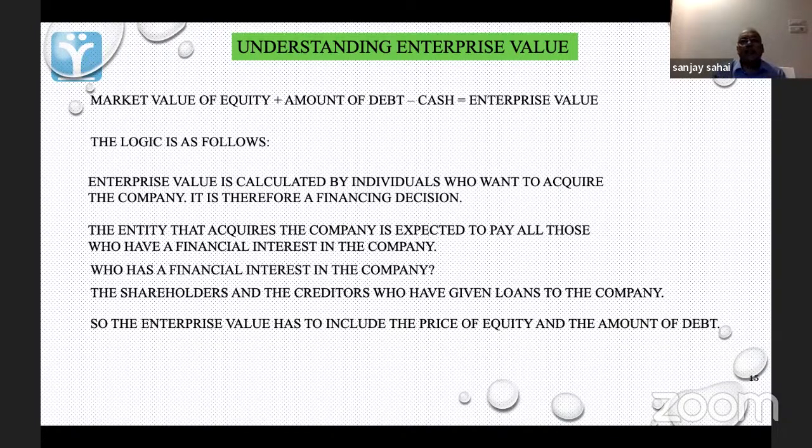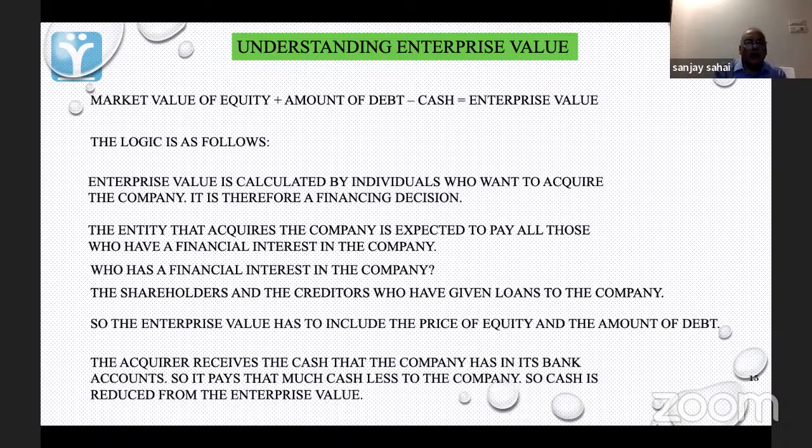Now, when you pay for it, that cash you will get. The acquirer receives the cash that the company has in its bank accounts. So it pays that much cash less to the company. So cash is reduced from the enterprise value. Suppose you don't minus the cash, you add the cash, you will get a higher enterprise value. But the day you buy that company, you will get the cash which is lying there. So instead of having this duplication, you reduce the cash in the beginning. You will get your enterprise value by adding together the value of equity and the value of debt. So these are the two things which are important.